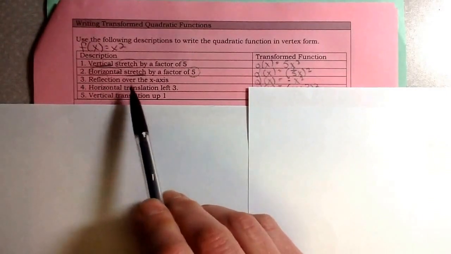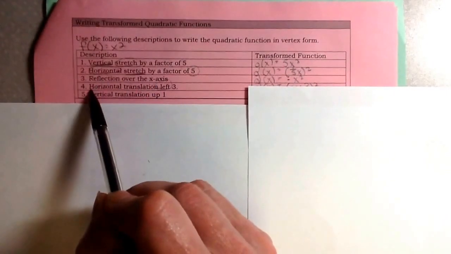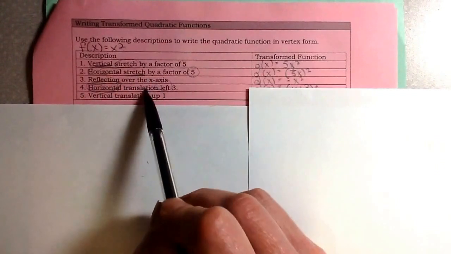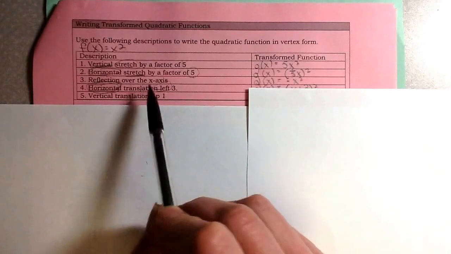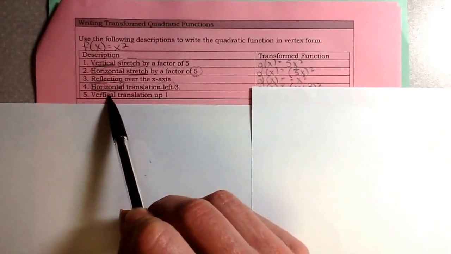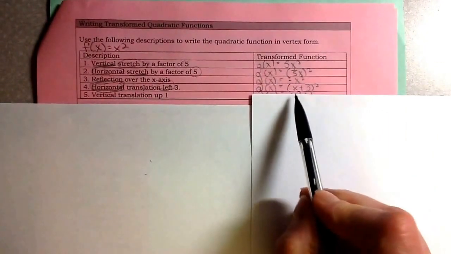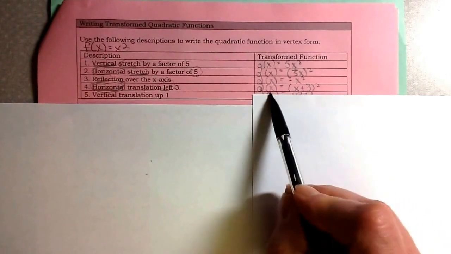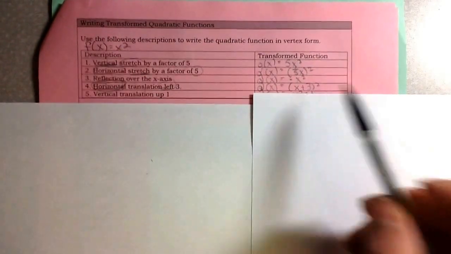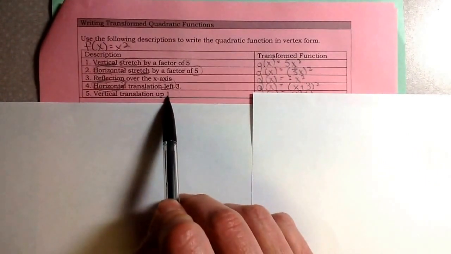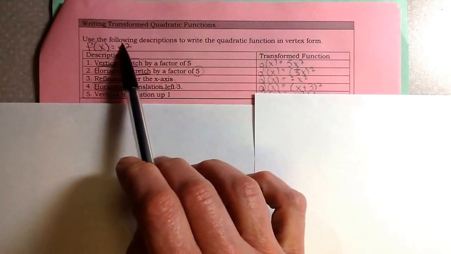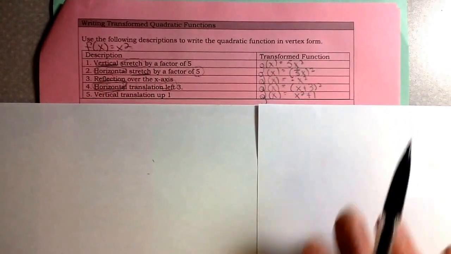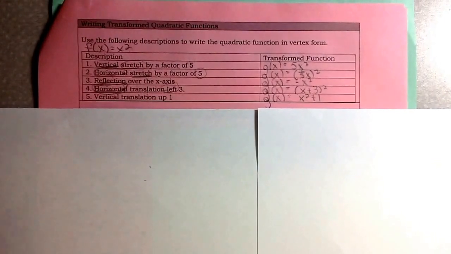If I want to do a horizontal translation to the left, now it's horizontal, and it's a translation. So horizontal means x only, translation means to add or subtract, and if I'm going to the left 3, because it's horizontal, I have to add 3 to the x. So we have g of x equals x plus 3 squared. Vertical translation up 1. Vertical means I'm adding it to the entire function, so not inside with just the x. So I end up having g of x equals x squared plus 1.